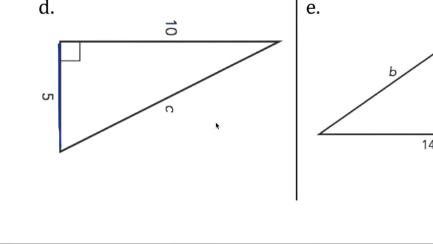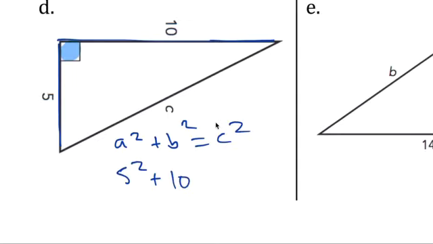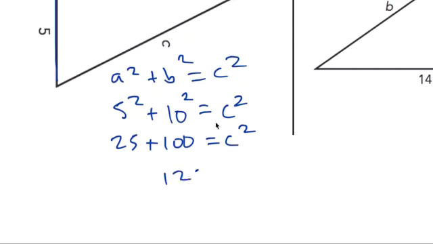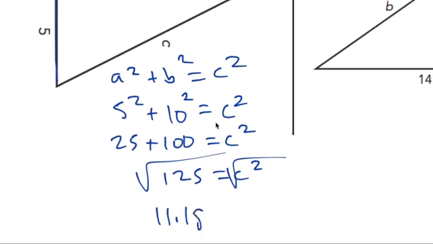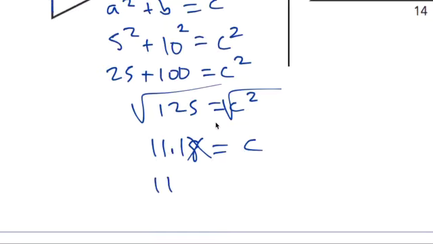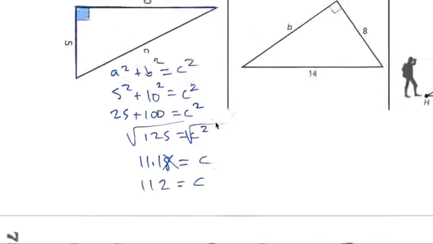So this is A and this is B. It's connected to the 90 degrees. So a squared plus b squared equals c squared. 5 squared plus 10 squared equals c squared. 25 plus 100 equals c squared. 125 equals c squared. You take the square root. The square root of 125 is equal to 11.18, which equals c. That's an 8, so the 11.1 becomes 11.2 rounded.